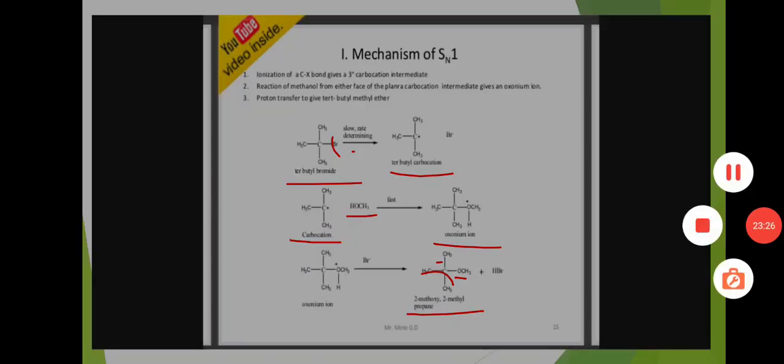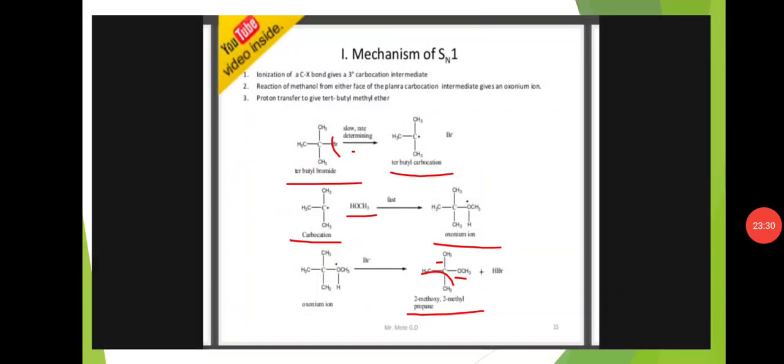Next is the mechanism of the SN1 reaction. Ionization of the carbon-halogen bond gives a tertiary carbocation intermediate. Reaction of methanol from either face of the planar carbocation intermediate gives an oxonium ion, and proton transfer gives tertiary butyl methyl ether.